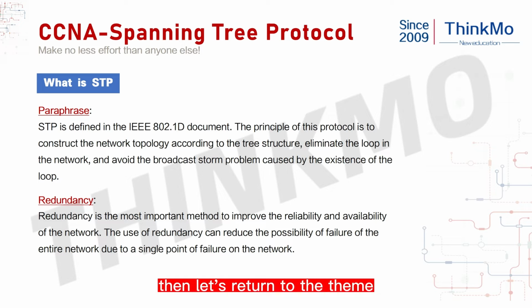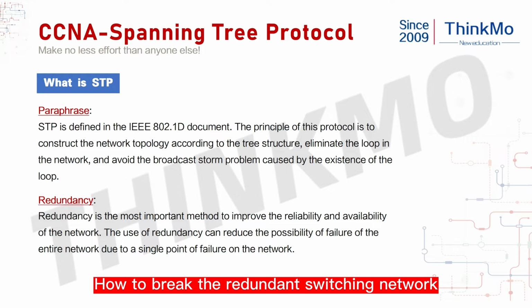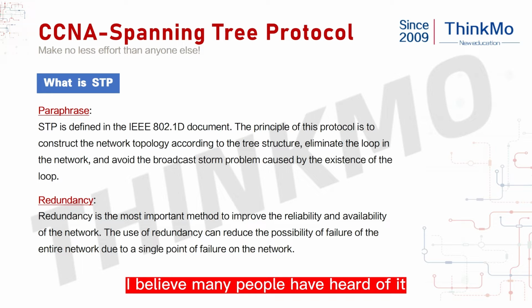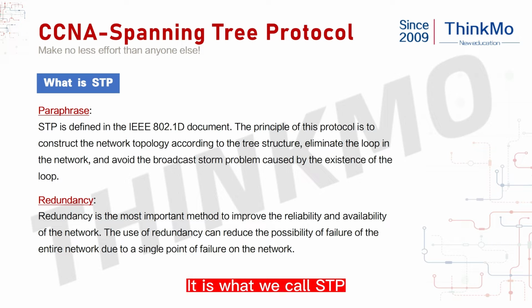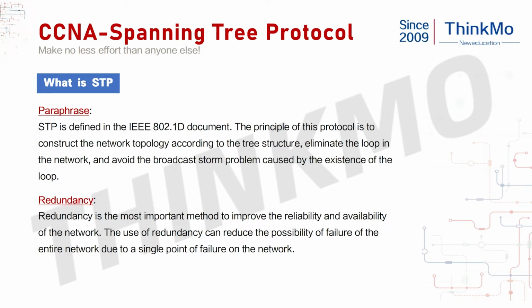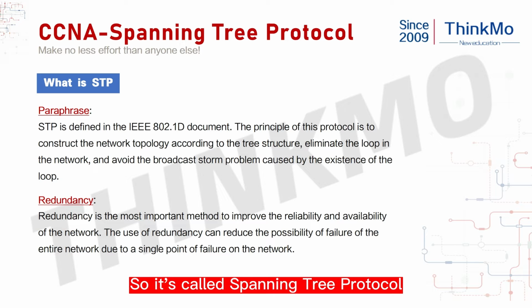Then let's return to the theme: how to break loops in the redundant switching network. I believe many people have heard of it. It is what we call STP, Spanning Tree Protocol. We all know that a tree structure has no loop, because a tree has roots, branches and trunks, and they don't connect back to the roots of the tree. So it's called Spanning Tree Protocol.